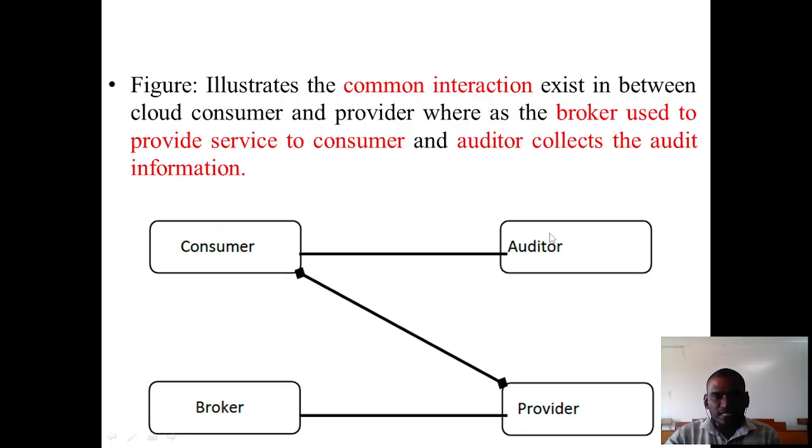But the auditor takes the independent assessment on the cloud consumer side. The auditor collects the audit information, that is, how much data is used by the cloud consumer, and then performance-wise and cost-wise. Based on that, you take the auditing information. The broker can aggregate and then arbitrate the services provided by the cloud provider. Okay, so this is the interaction between the consumer and cloud provider.